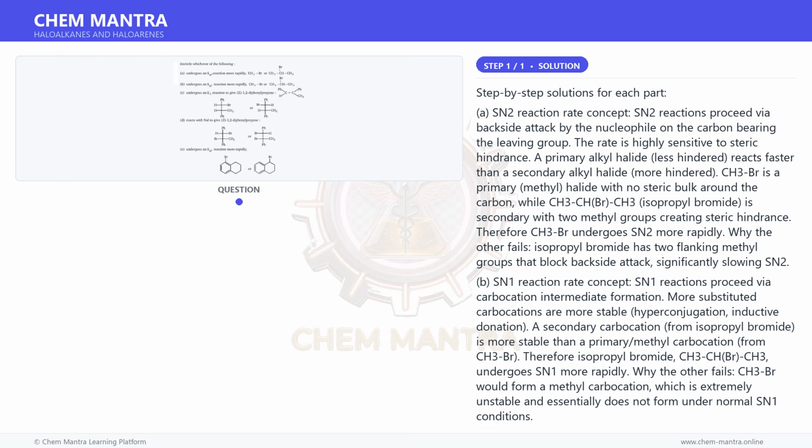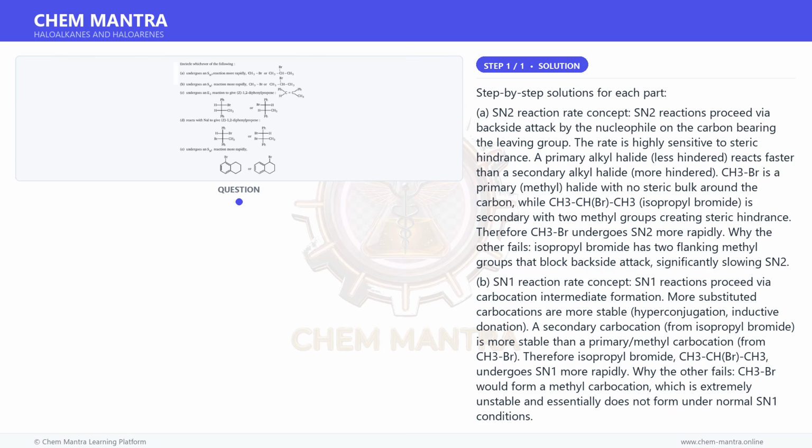CH3Br is a primary, methyl, halide with no steric bulk around the carbon, while CH3CH(CH3)Br, isopropyl bromide, is secondary with two methyl groups creating steric hindrance. Therefore, CH3Br undergoes SN2 more rapidly. Why the other fails? Isopropyl bromide has two flanking methyl groups that block backside attack, significantly slowing SN2.